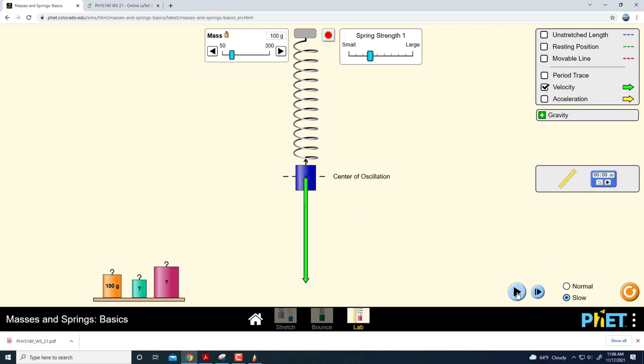For velocity, at equilibrium, there is maximum velocity, and it's decreasing, decreasing, decreasing. At maximum amplitude it is zero, then increasing to maximum, decreasing to zero, increasing to maximum. Okay, so that's what you need to represent on the graph.